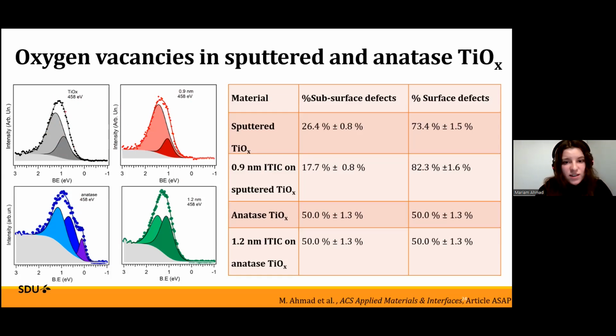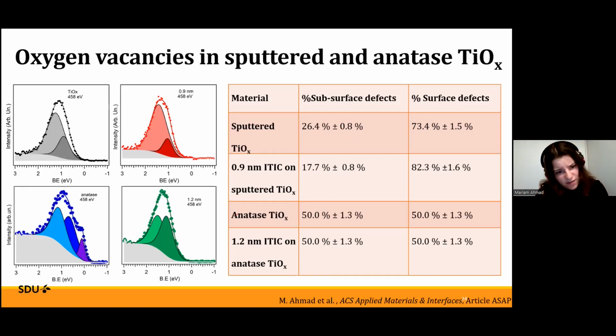And for sputtered titanium oxide, we have the ratios here. We see that the surface vacancies are strongly dominating both before and after deposition of ITIC. And actually, after deposition of ITIC, the subsurface defects are quenched. So the surface defects are even more dominating after the deposition of ITIC.